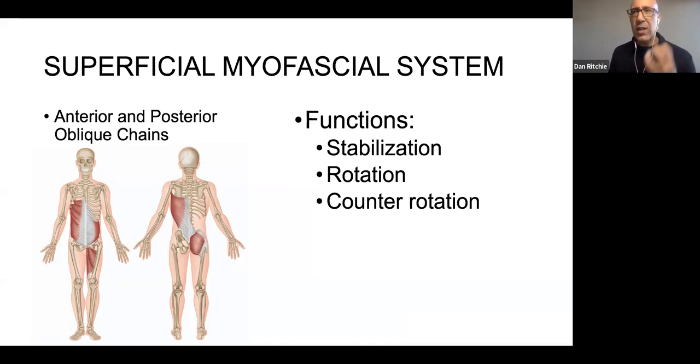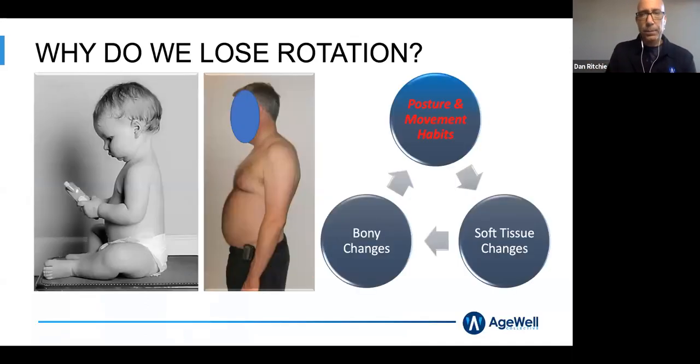Think about your client that's a golfer. They swing that golf club or a tennis racket. When they swing, they have to decelerate that swing. So these muscles not only create rotation, but the opposite chains or slings of muscles have to counter rotate or decelerate that rotation. So the superficial myofascial system is responsible for those big movements of rotation and counter rotation.